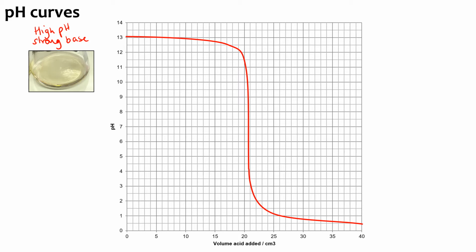Now, you would keep your pH probe in and you'd add small amounts, small volumes, swirling each time, and then writing down what the pH is on the pH meter.